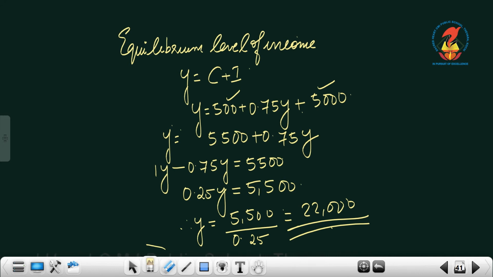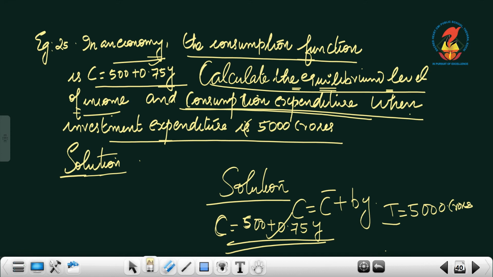Okay, so the answer is 22,000. Now you have found the value of y, the equilibrium level of national income. Now what is the next value you have to find out? Next is consumption expenditure at the equilibrium level of income when investment is given as 5,000.